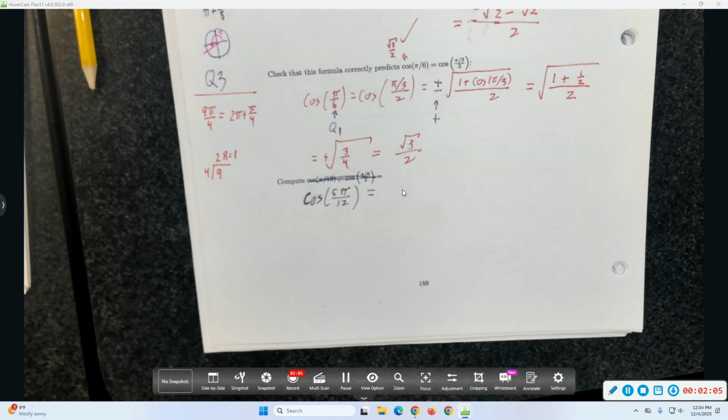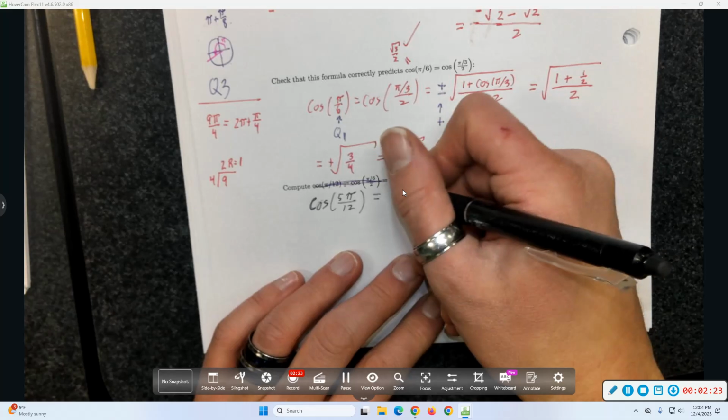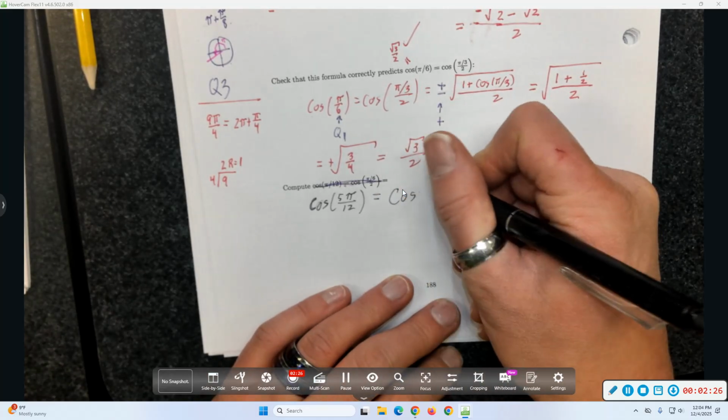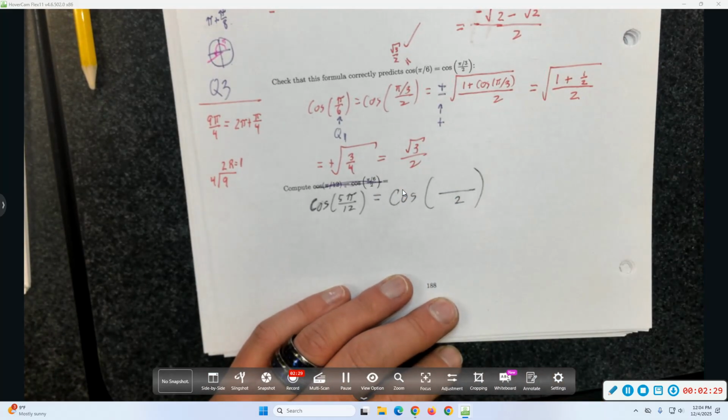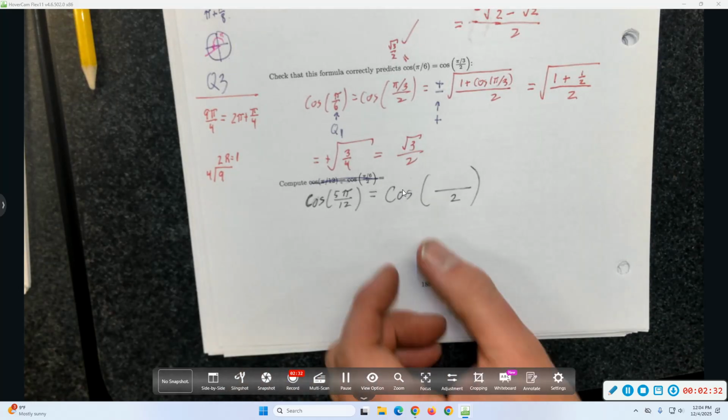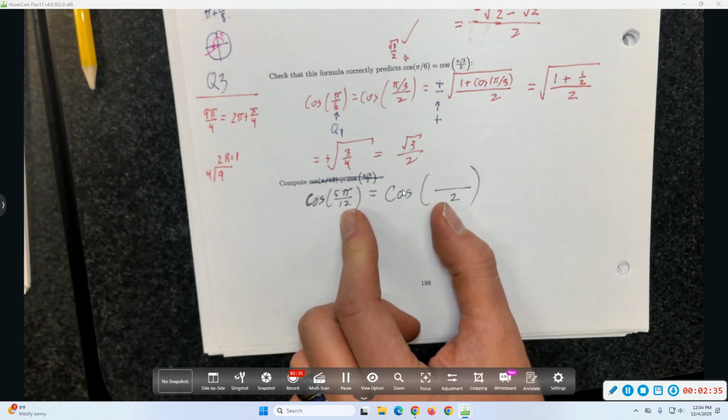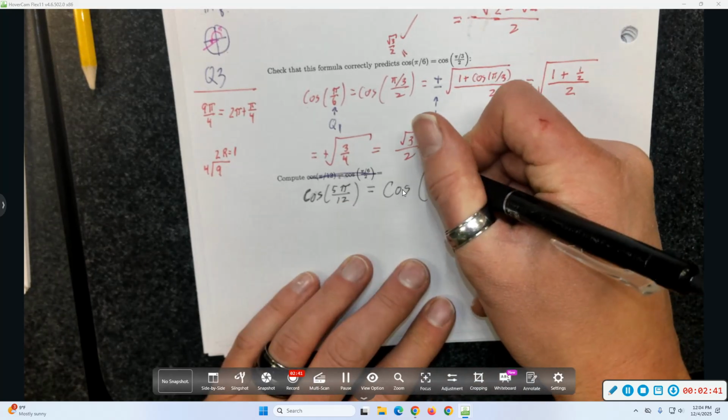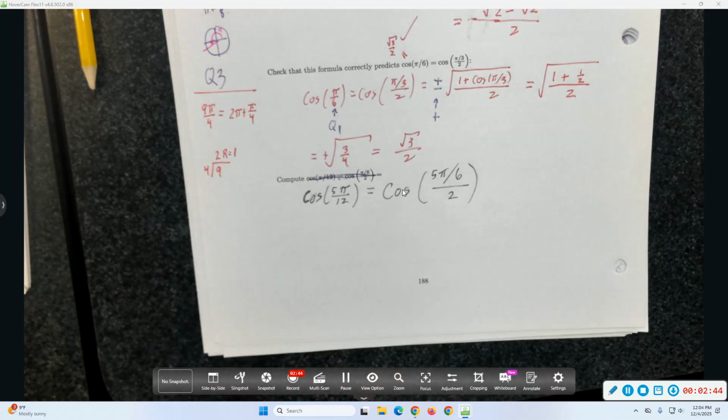So I guess here's the first question. 5 pi over 12, is that half of an angle that you understand? Sure. What's it half of? If I want this to be cosine of something divided by 2, because I want to use a half-angle identity, well, what do you divide by 2 to get 5 pi over 12? Well, 5 pi over 6 would do the job, right? Oh, cool. So, let's see what we've got.